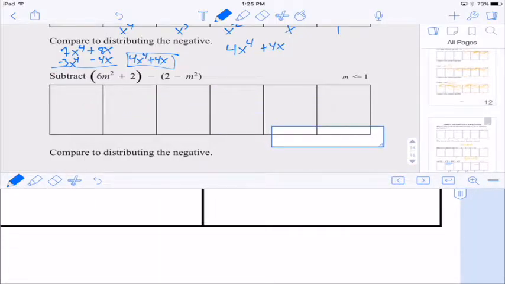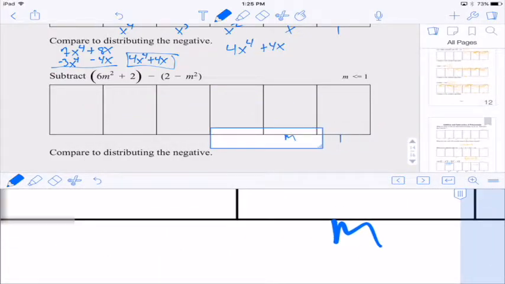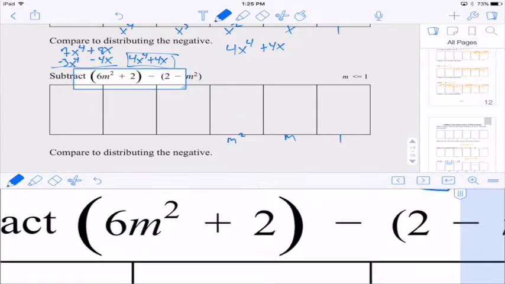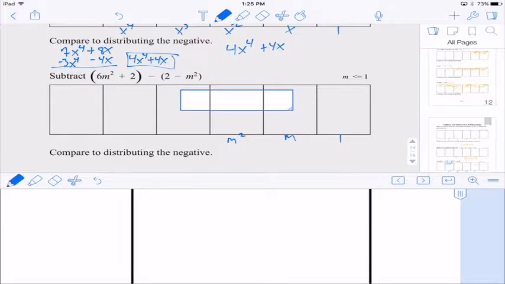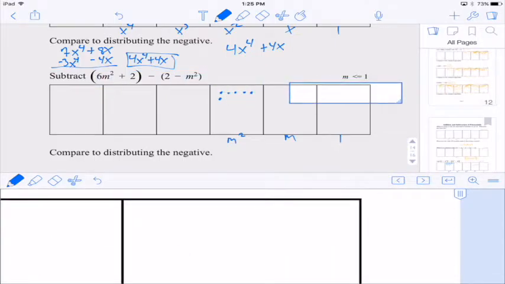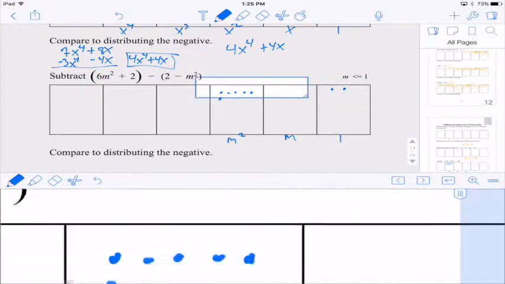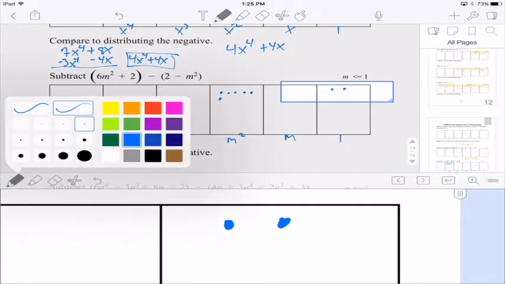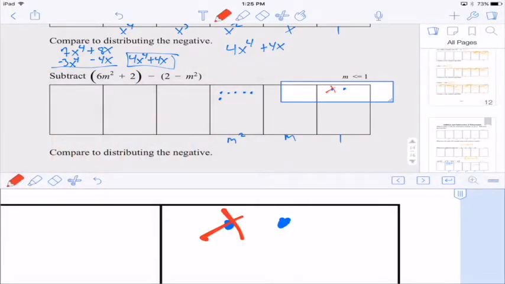So we need m's, so we've got 1, m, and m squared, and that's as big as it gets. So I have 6 m squareds: 1, 2, 3, 4, 5, 6, and 2 1s. And now I want to take away 2. Well, that's pretty easy. Take away, there's nothing left.